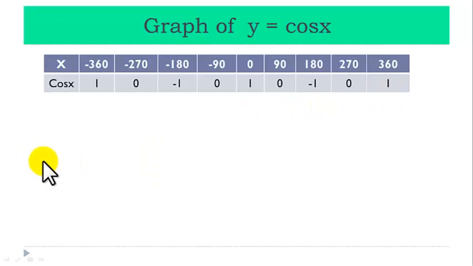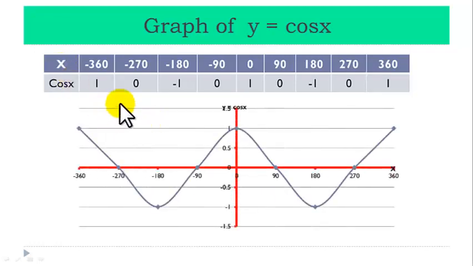We are now ready to plot the graph of cos x. So we plot cos x on the vertical axis against x on the horizontal axis. And this is the plot. So this is the graph of y equal to cos x.